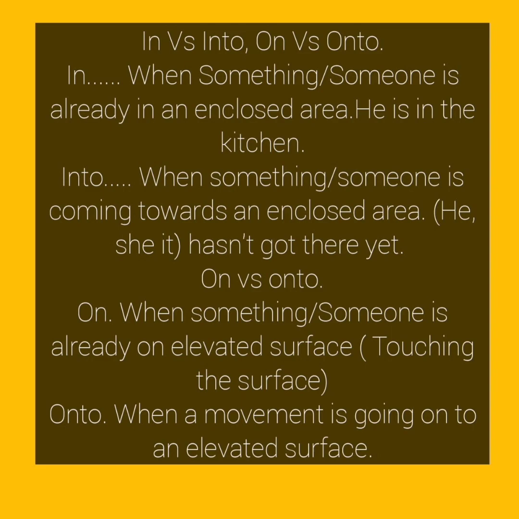So we use in when something or someone is already in an enclosed area. Now for example, we are talking about a classroom. So a classroom is already an enclosed area. For example, we say he is in the classroom. So the person is already in the classroom, which is an enclosed area. So when a person or something is already in an enclosed area, we use in.